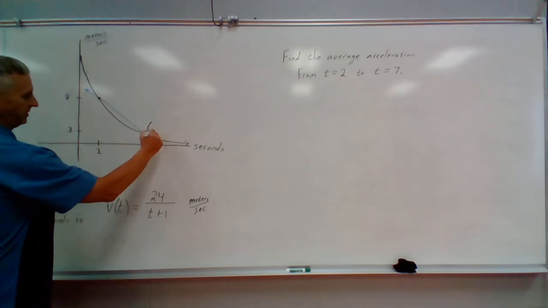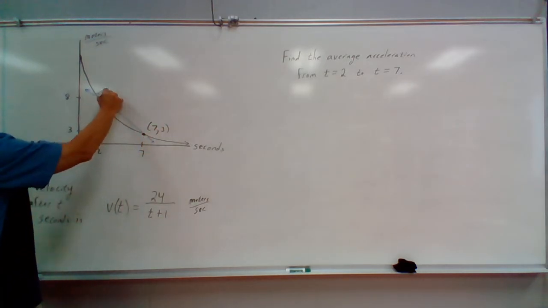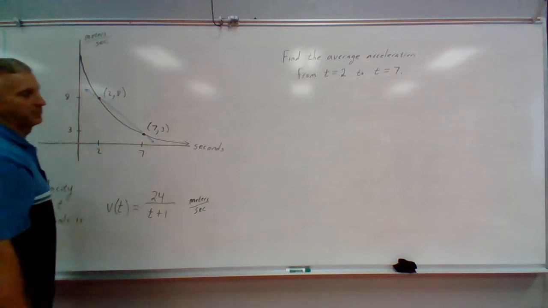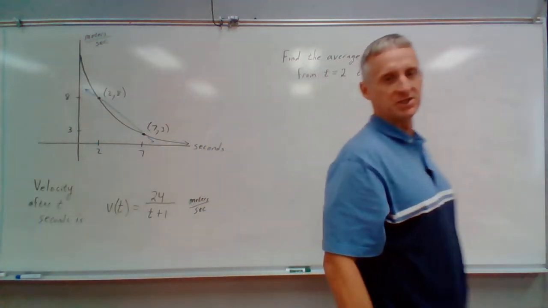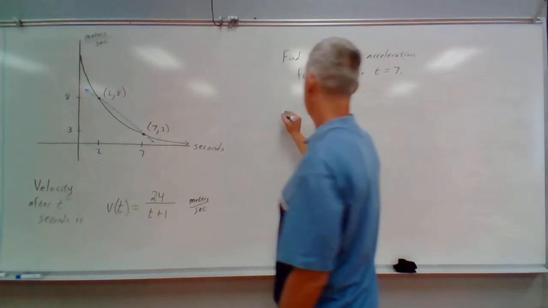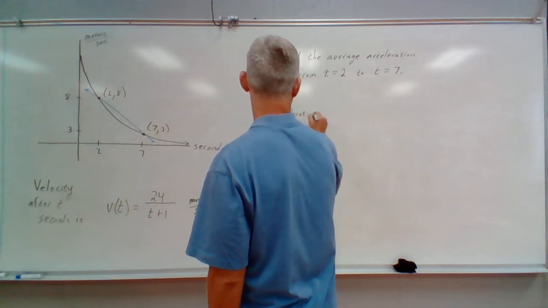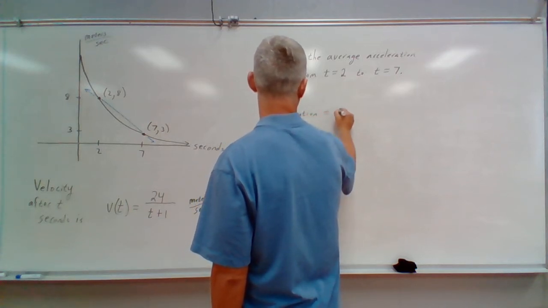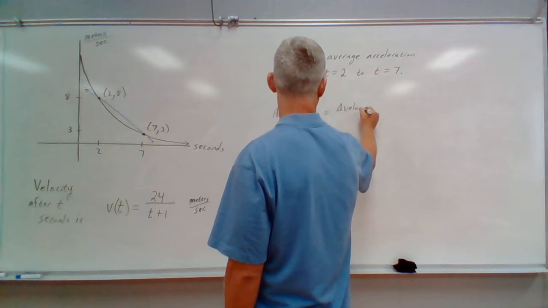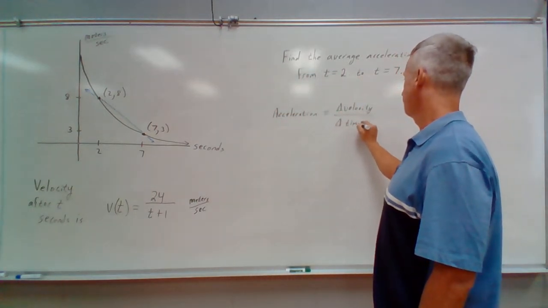And I'm going to actually label the points. This is 7, 3. This one is 2, 8. All right, so we want to find the average acceleration over that interval. So remember the definition of acceleration is the change in velocity over the change in time.